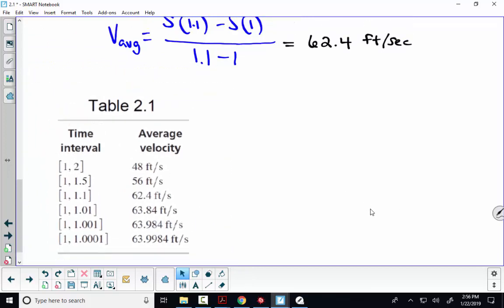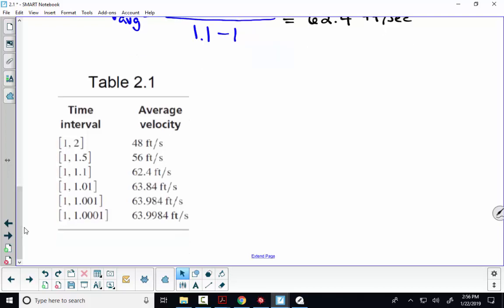Okay, so I'll put the rest in there. So we get the idea of the computations. Here's the rest of the table. We did the first three, and you're going to do the next three. And really what we're looking at is this average velocity here in the second column. This is the slope of our secant line, however you want to view that.